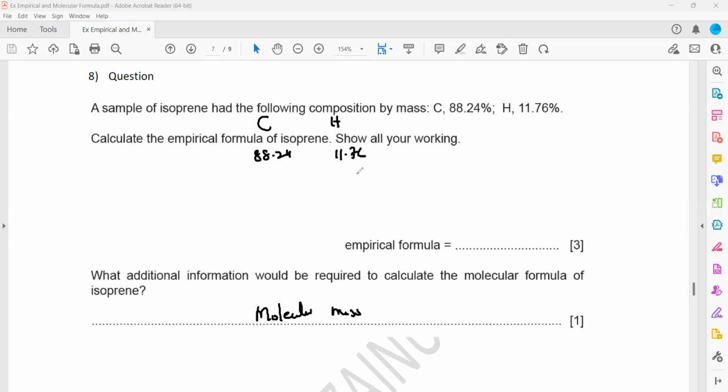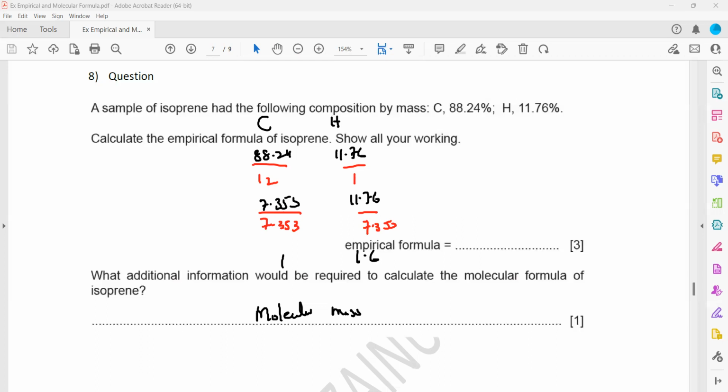So we divide by atomic mass. This will be 12, this will be 1. So 88.24 divided by 12 is 7.35, and this will be 11.76. Then we divide by the smallest value, 7.353. Then this will be 1 and this is 1.6.